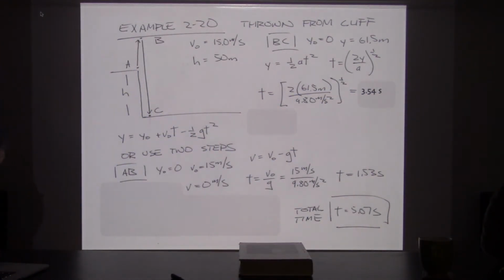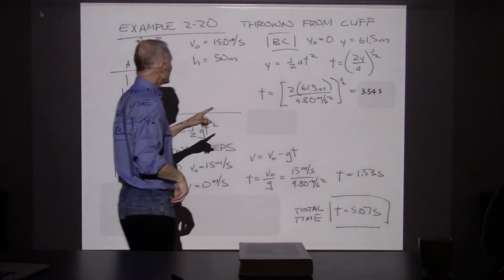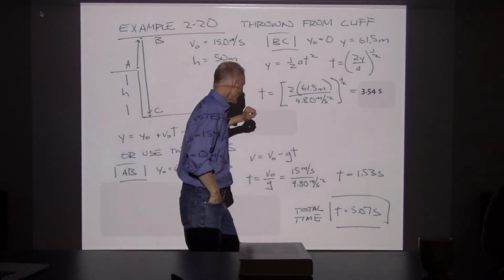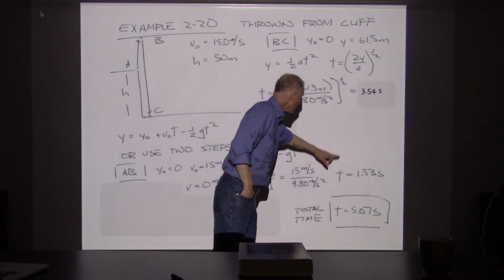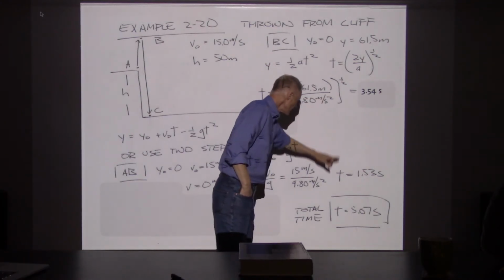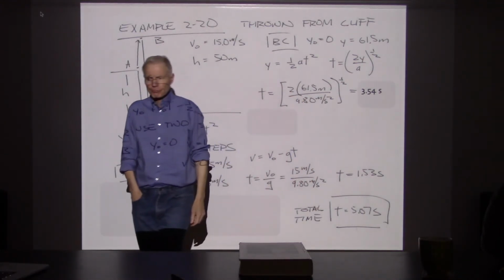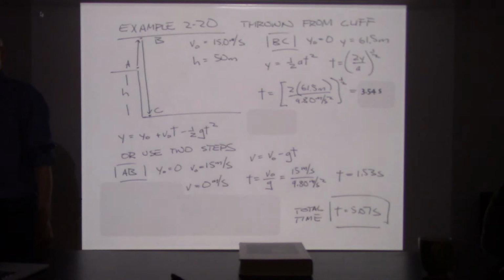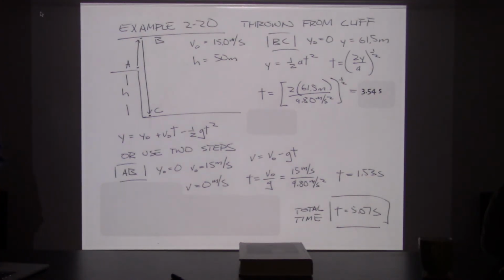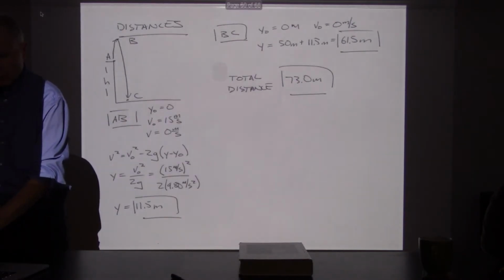So you can see that's another example of my tendency to reset the coordinate system for different parts of the problem, and then at the end, add the numbers together. So this was the time from A to B, this is the time B to C, that's the total time. Okay, questions on any of that? Okay, let me know if there's questions on these.